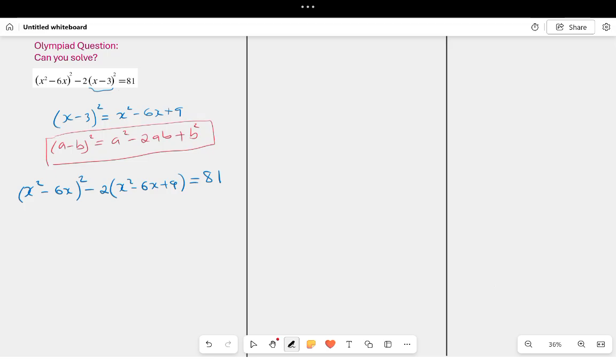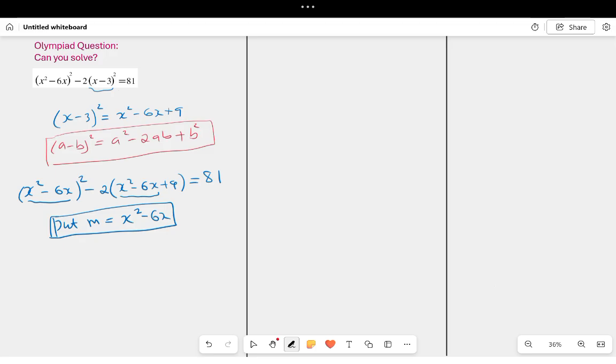Then if you look at what we have in the first bracket and what we have in the second bracket, there is some connection. We have x squared minus 6x, and in the second bracket we have x squared minus 6x. Now, to make things simpler for us, we are going to make a substitution, and in this case we are going to let m equal x squared minus 6x.